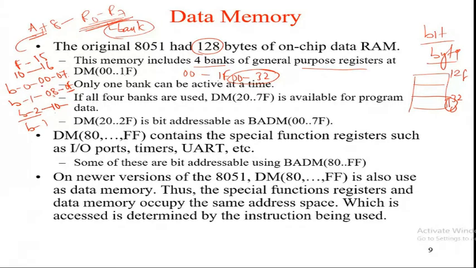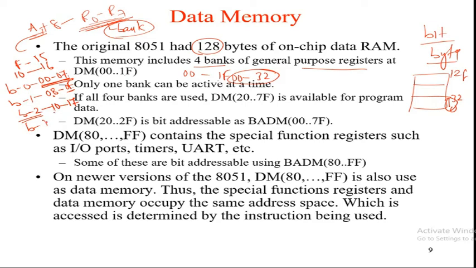Each bank has 8 addresses. 10 to 17, sir? 10 to 1F? Already here you have a clue. 0 to 7 is a total of 8 addresses. So 10 to 17: 10, 11, 12, 13, 14, 15, 16, 17.